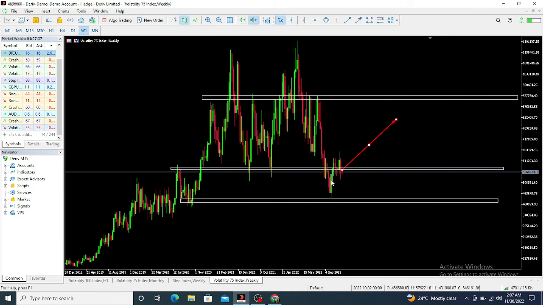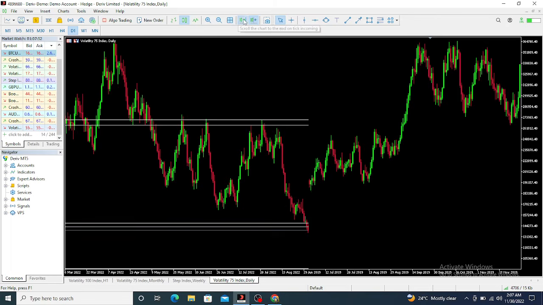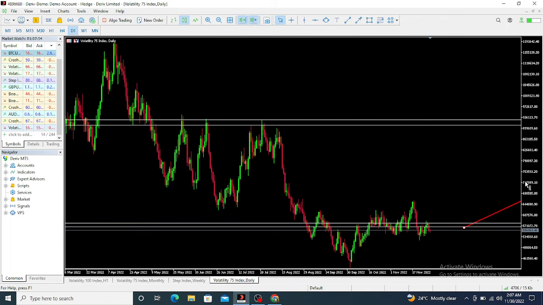I've been buying all this. I've been buying V75 for a pretty long time now. So I'm actually looking forward to V75 going to the upside. I know why, because of my strategy and my confirmations, which I use to trade.